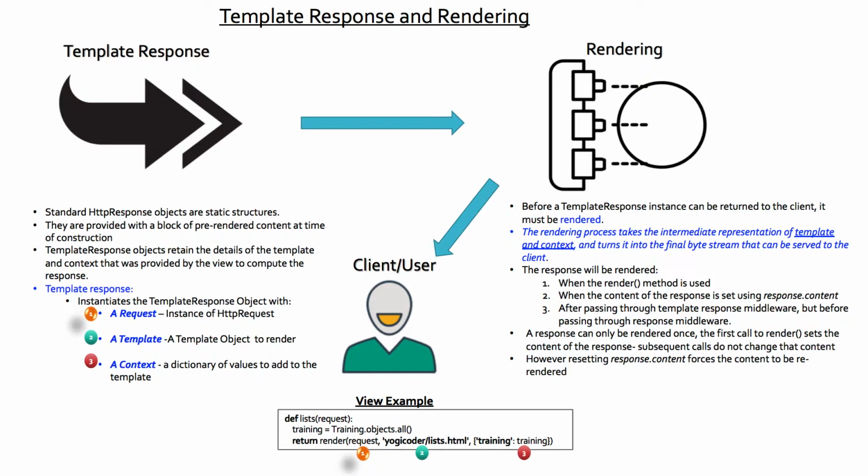Before an instance of template response can be returned to the client, it must be rendered. And the rendering process, in essence, turns it into the final byte stream that can be served to the client. A response can only be rendered once. The first call to render sets the content of the response. Subsequent calls do not change that content. And you see in the example that we've seen previously, this is my lists function view. So you see return render the request, the template, number 2, and the context.